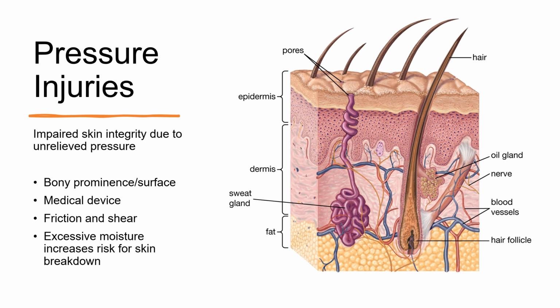So now we're going to talk about pressure injuries. Pressure injuries are impaired skin integrity due to unrelieved pressure. Very simple. A patient is in the same spot for a really long time, there's going to be skin breakdown, especially on those bony prominences. This can also be related to a medical device. It can be a result from friction and shear, which we'll talk about. And excessive moisture increases risk for skin breakdown, like incontinence and perspiration.